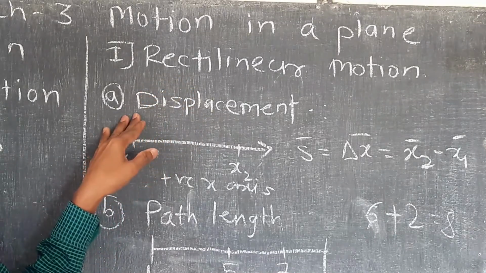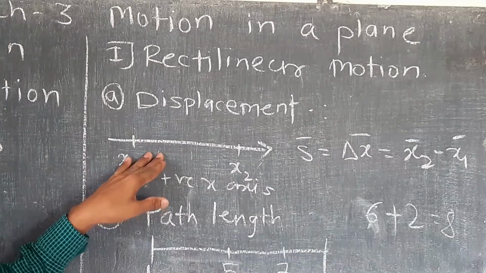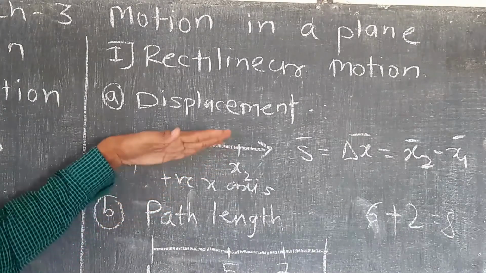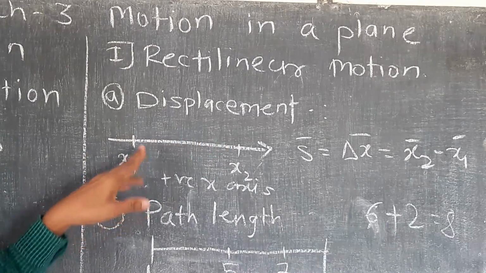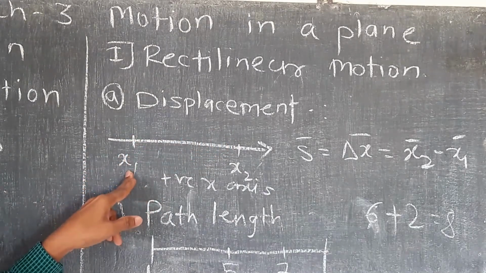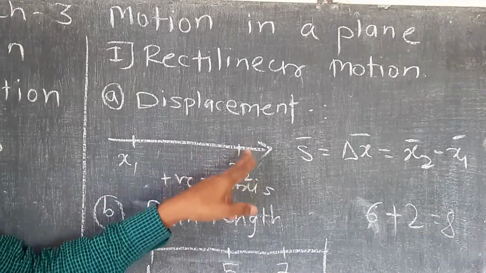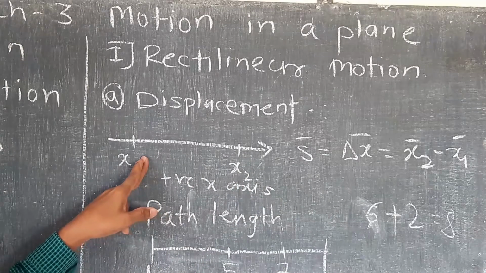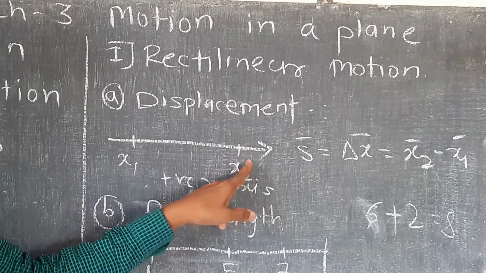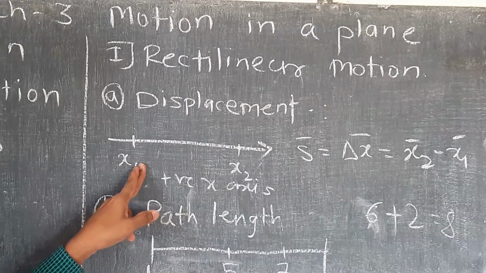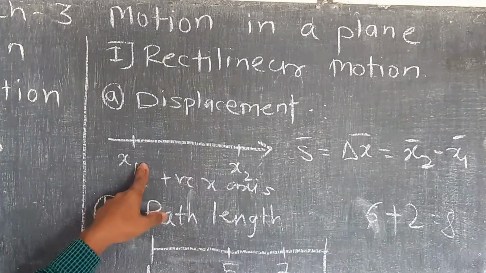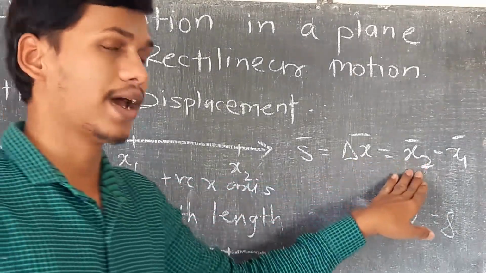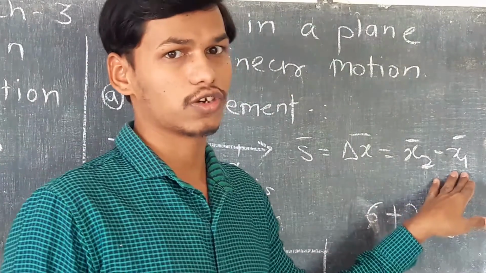First term is displacement. Now consider one body which is in motion along positive x axis. At time t1 its position is at x1, and after some time, that is at time t2, its position is at x2. Now total displacement of the body is the difference between its final position and initial position. Displacement is a vector quantity, therefore it is denoted by s bar, which is equal to delta x bar, which is equal to its final position minus initial position.